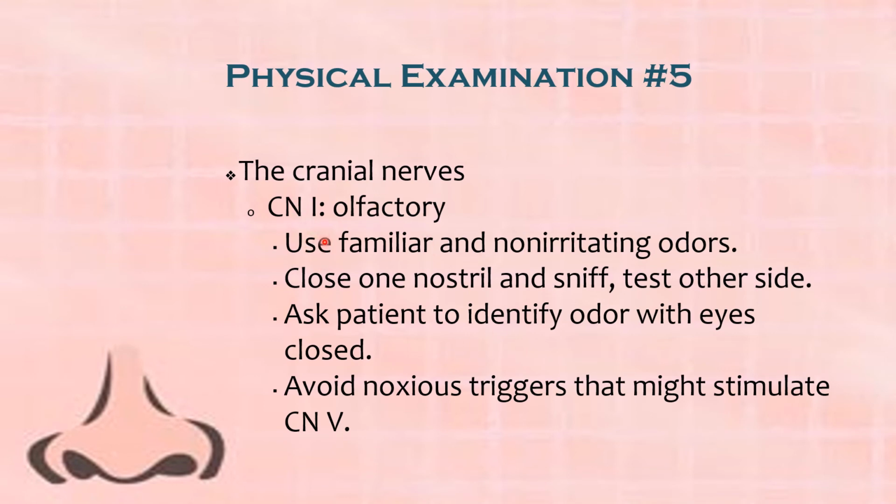For cranial nerve number 1 or the olfactory, you can use familiar and non-irritating odors. And then you can ask the client to close one nostril and sniff. Test the other side. Ask the patient to identify the odor with the eyes closed and avoid noxious triggers that might stimulate cranial nerve number 5.